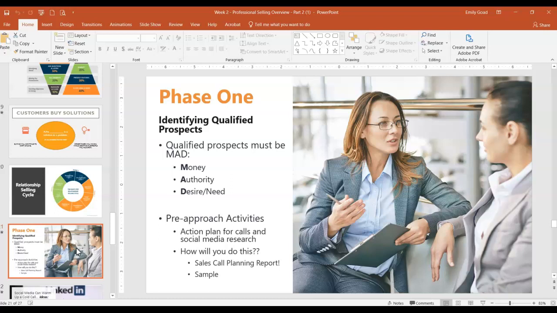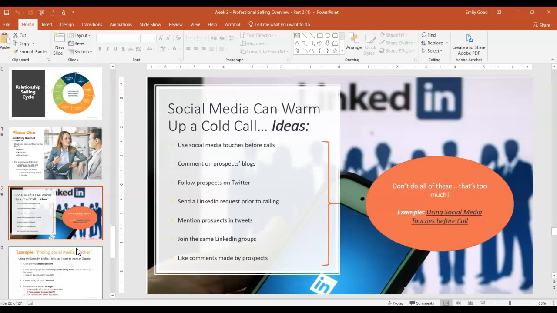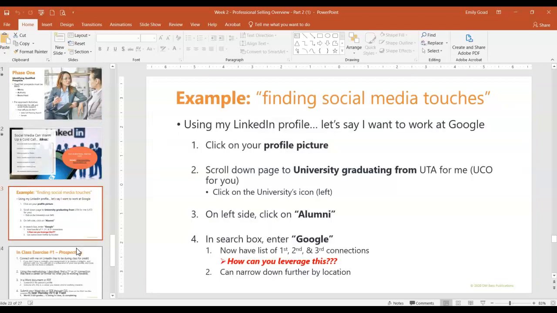But I want to show you also how you can use social media to go from a cold call to a warm call. So a cold call would be, I don't have any information on this potential customer. I'm going in completely blind. A warm call means that I have some level of information. LinkedIn is a really good tool to help you with this. So, how can you use LinkedIn?